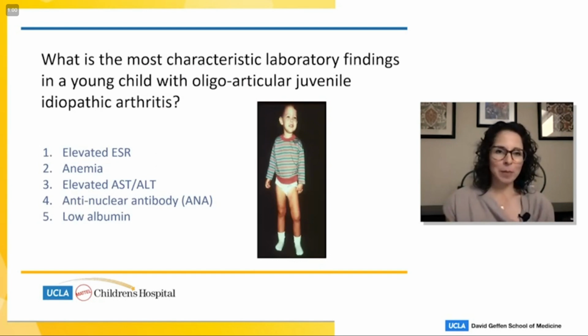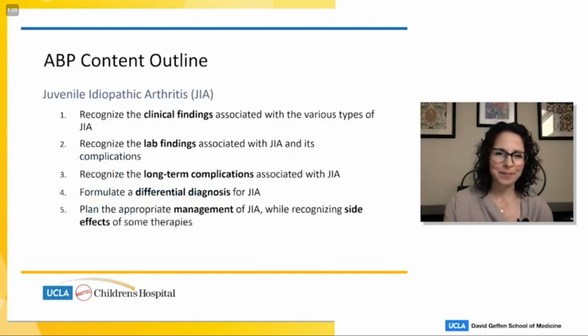Just to get your brains moving a little bit, what is the most characteristic laboratory finding in a young child with oligoarticular juvenile idiopathic arthritis? Oligo is 4 or fewer joints, which you're going to learn in just a little bit. Would you anticipate an elevated ESR, anemia, elevated AST or ALT, a positive antinuclear antibody test, or low albumin? We'll get to the answer in a little bit.